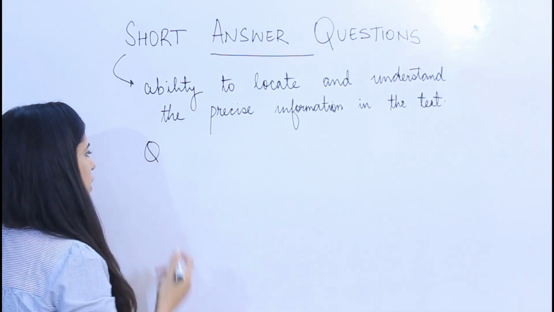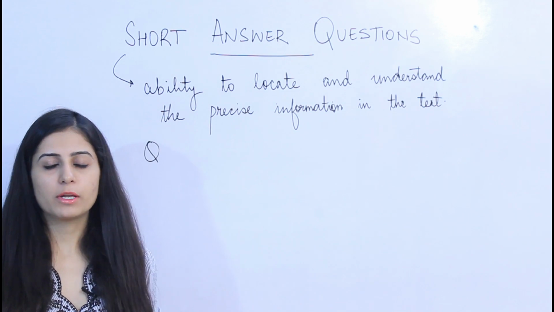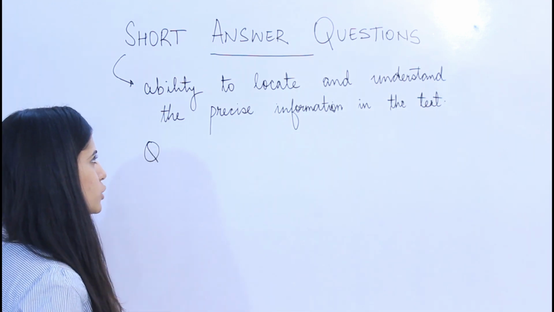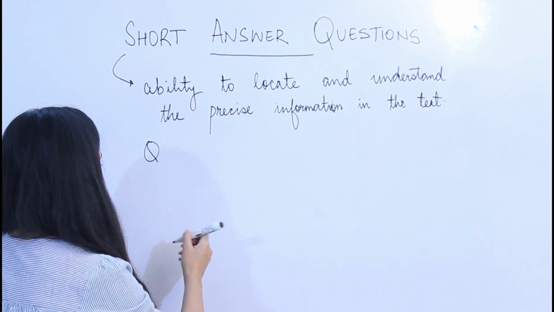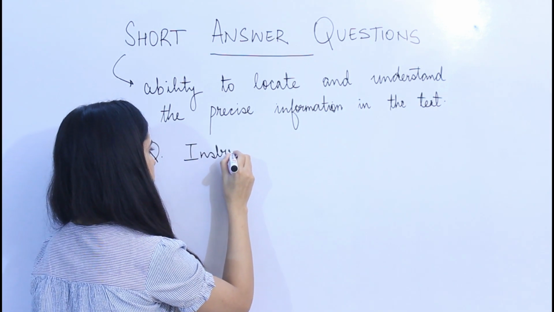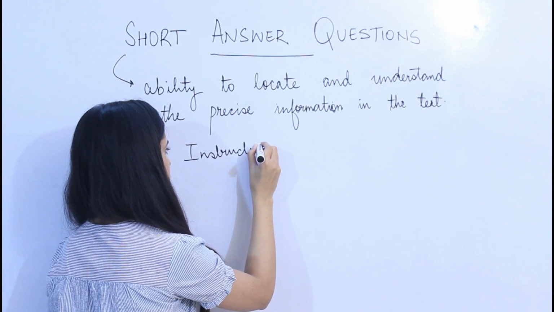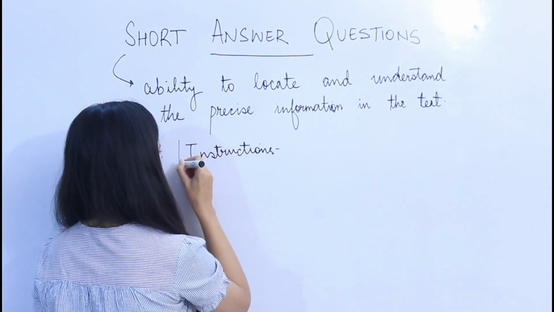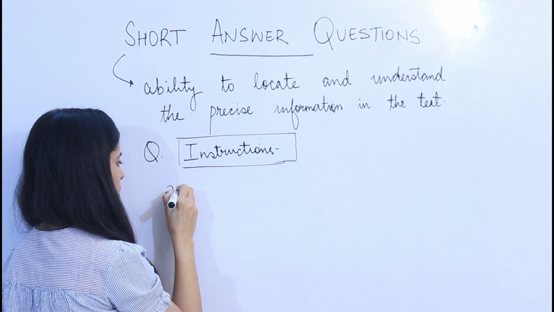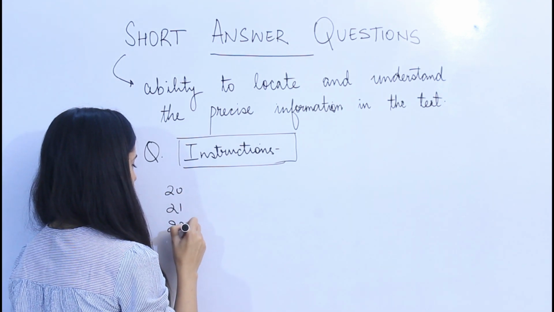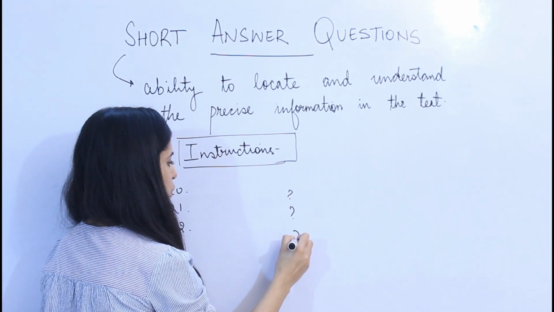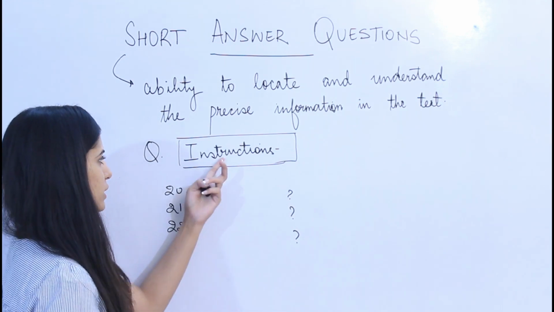So the question would have some 4-5 questions. I mean, out of the 40 questions, maybe some 3, 4 or 5 questions would end up being short answer questions. So the short answer question starts with some instructions. Instructions are given to you, and followed by those instructions are a few questions. They could be question number 20, 21, 22. So they'll ask you some questions and you have to answer them according to the instructions.